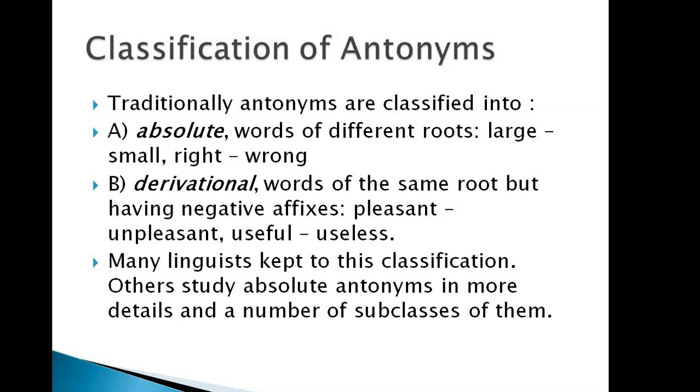Classification of antonyms. Traditional antonyms are classified into absolute and derivational. Absolute antonyms are words of different roots: large, small, right, wrong. Derivational antonyms are words of the same root but having negative affixes: pleasant, unpleasant, useful, useless. Many lists keep to this classification. Others study absolute antonyms in more detail and distinguish a number of subclasses of them.